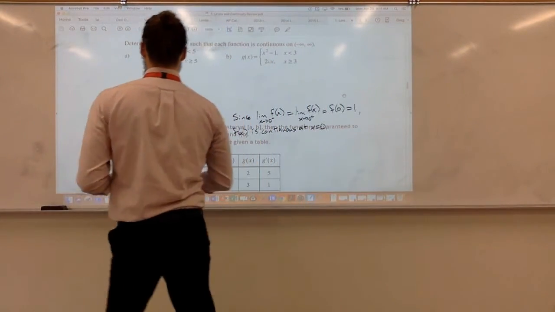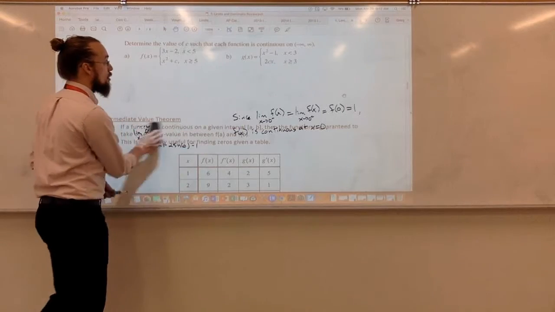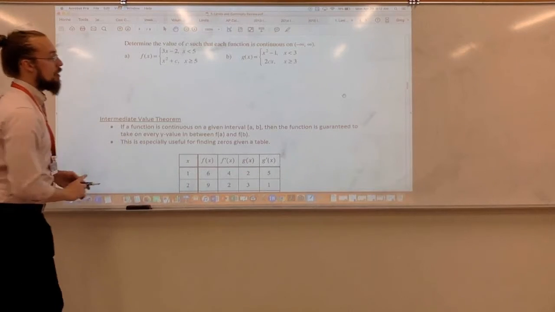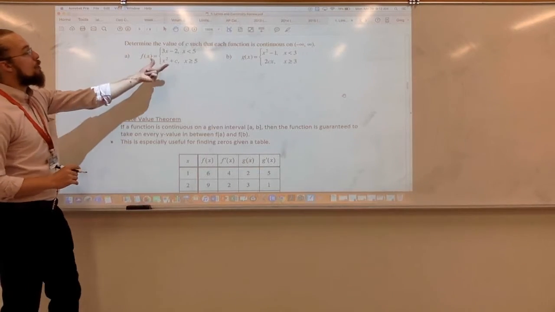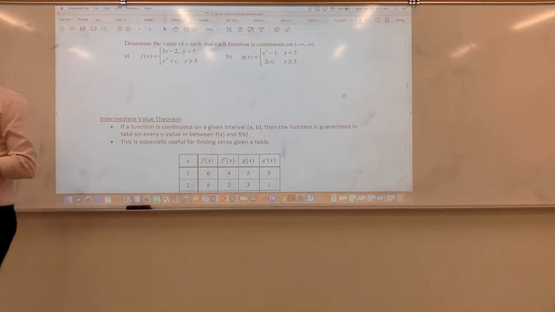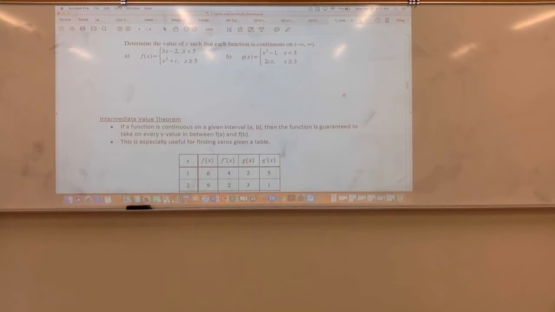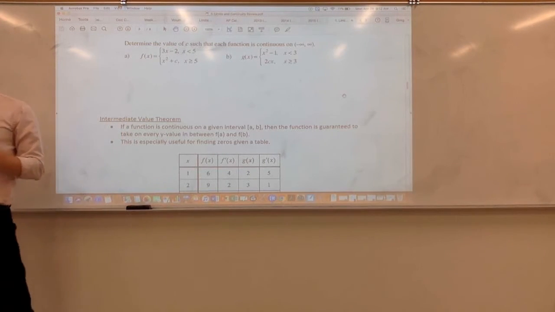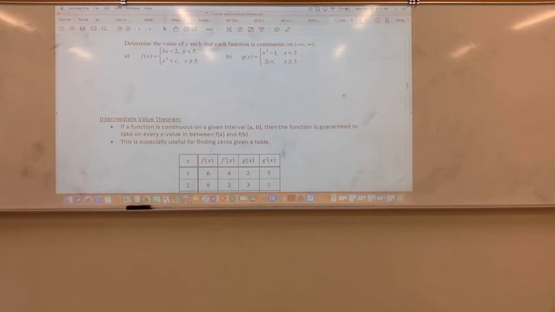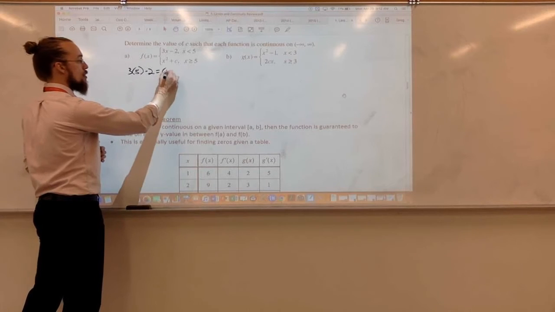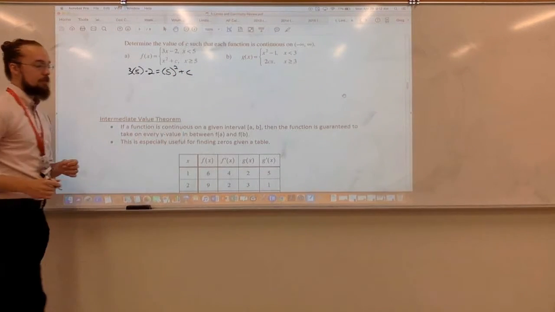So this type of question then: determine the value of c such that these functions are continuous. If I'm looking at this first one, the only place where this function might not be continuous is at the break, at x equals 5. So what I would want to do to find a value of c that makes them continuous is set each piece equal and plug in x equals 5.